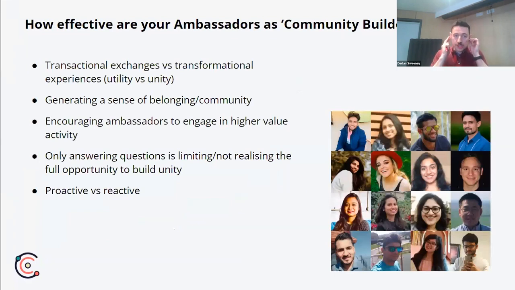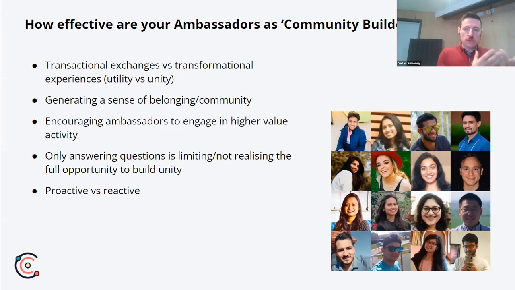So the question that we pose is, how effective currently are your ambassadors as community builders? And we want to make a distinction here. There is this traditional notion of an ambassador as a semi-staff member there to answer questions. So with an information gap, a prospective student comes in, they ask a question, there's this utility where they want some practical advice, and that's obviously important, but in terms of level of activity, that's on the lower end of the scale. The ambassadors are providing information, they're sharing their experience and so on.